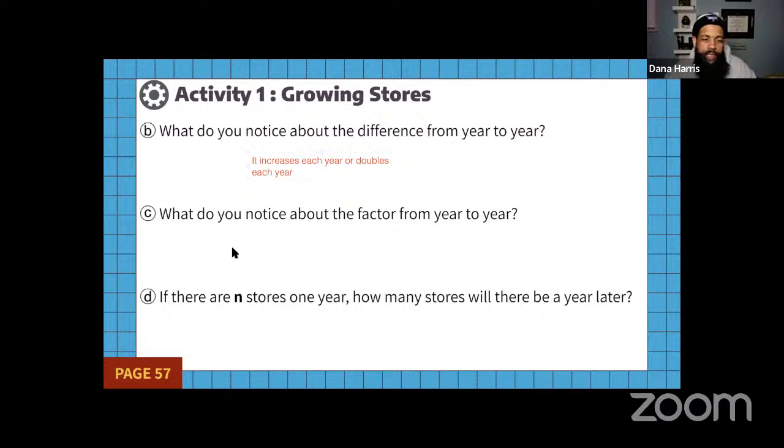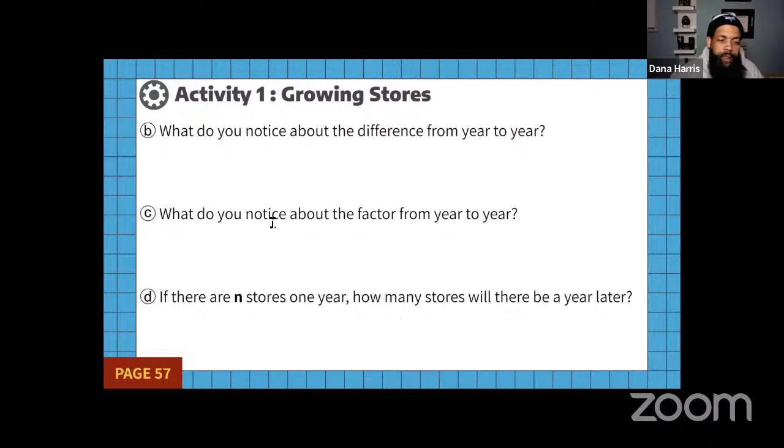All right. When we look at the next one, it says, what do you notice about the factor from year to year? It remains the same at 2. So the factor from year to year is we take this year's number of stores, we multiply it by 2. So remember, factors is numbers that you're multiplying, so it multiplies by 2. So if there are n stores 1 year, how many stores will there be the next year? 2 times that number of stores. So n is the number of stores, and then we want to know how many stores they're going to be next year, then we just multiply it by 2, or we show that by 2n.